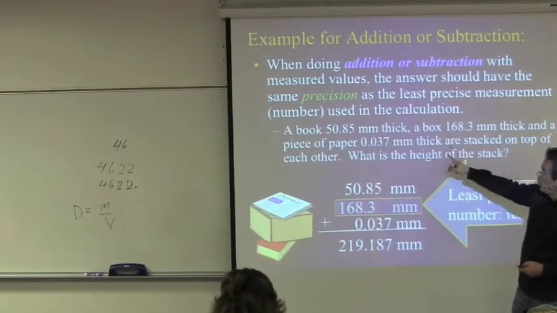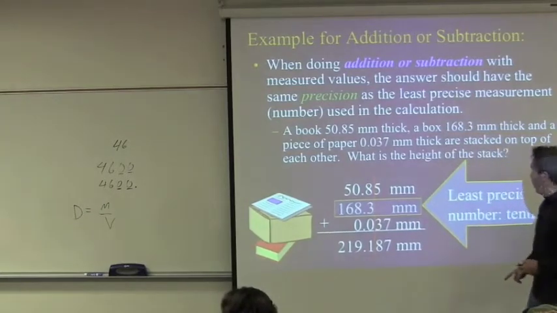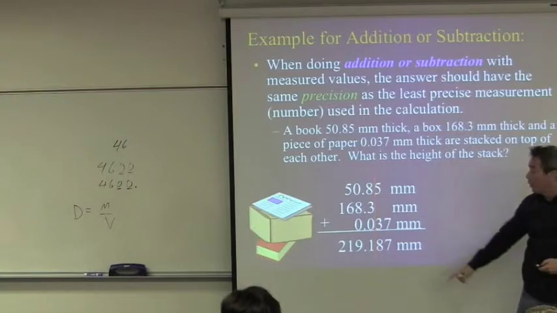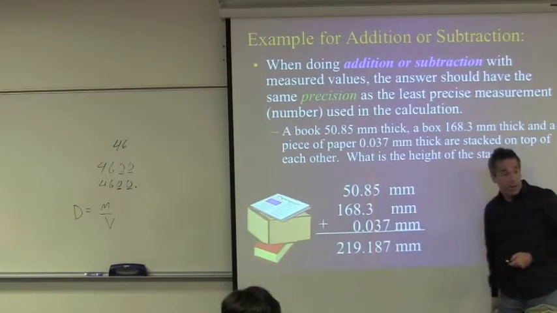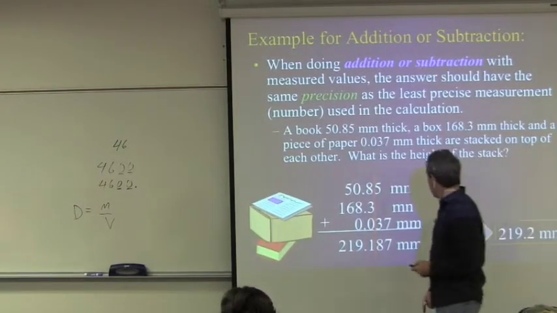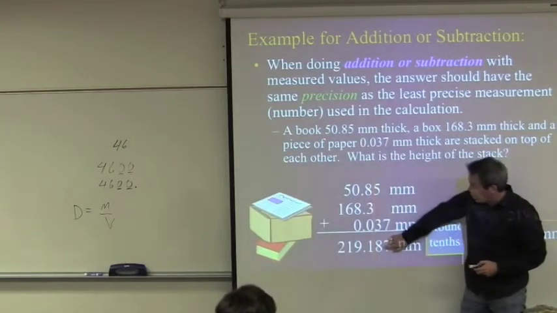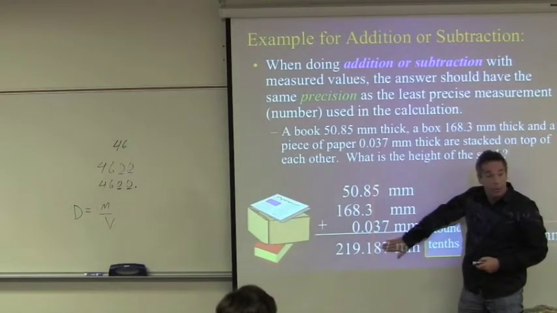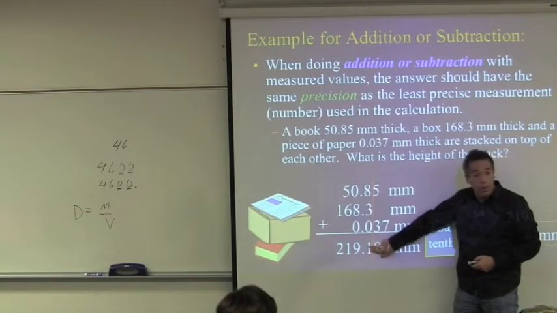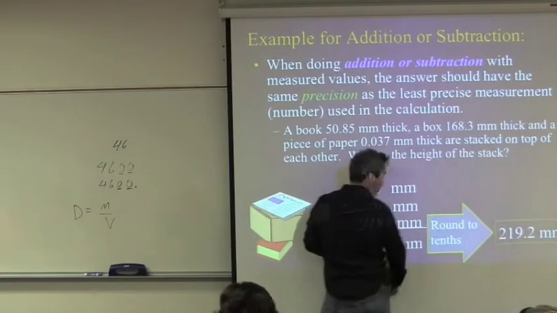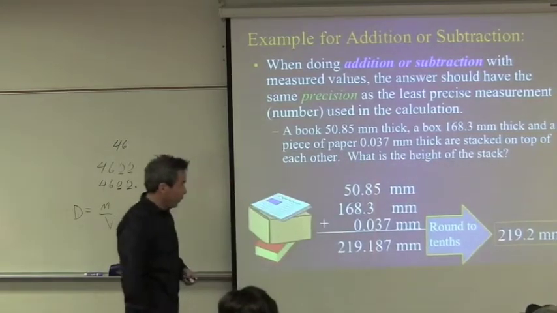If we apply that rule, we find this is the least precise. This one is precise to the 10th spot. So I could only make my answer precise to the 10th spot. So you're going to round to the 10th spot. Notice in this case, we look at that number. There's the first one we're going to throw away. It's greater than 5, so we're going to add 1 unit to this. We're going to round it up, and we make that number 219.2 millimeters.